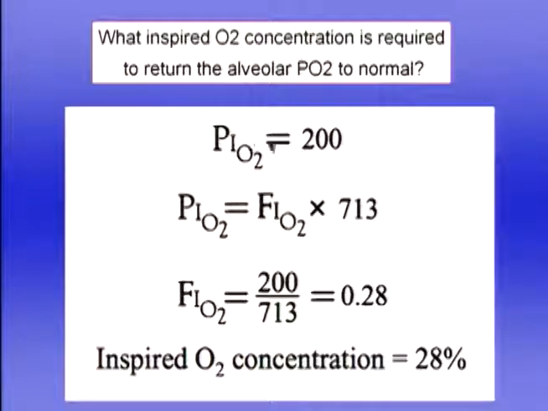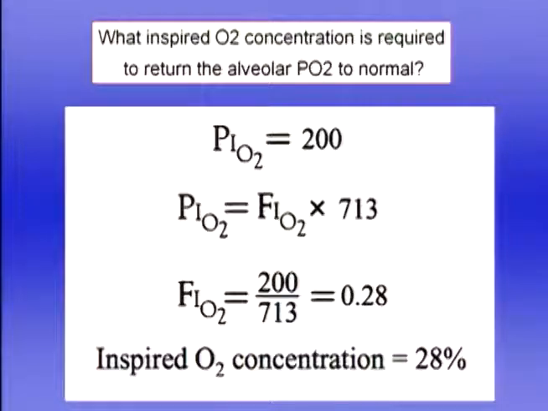What we need is an inspired PO2 of 200 millimeters of mercury, and we use the relationship that the partial pressure is equal to the fractional concentration times the dry gas pressure, and that gives us a fractional concentration of 200 over 713, which is 0.28. In other words, the inspired oxygen concentration is only 28% to return the alveolar PO2 to the normal value when we've got severe hypoventilation.